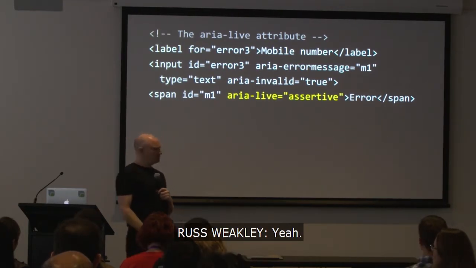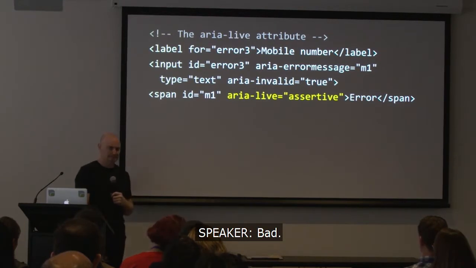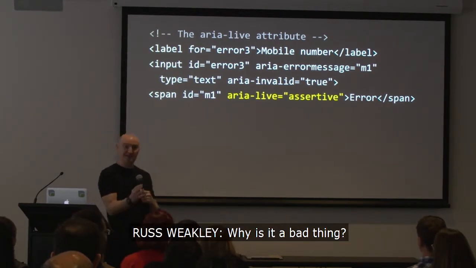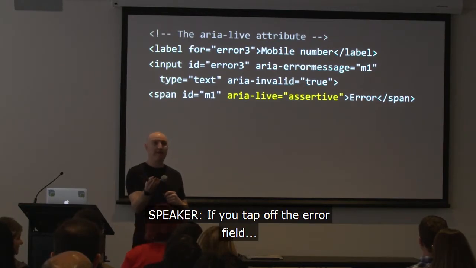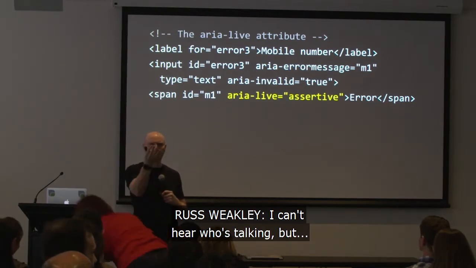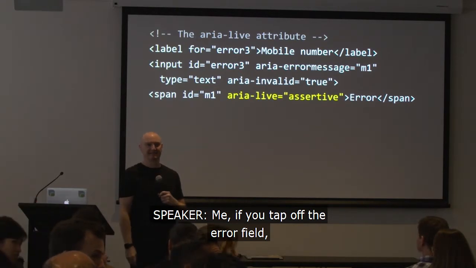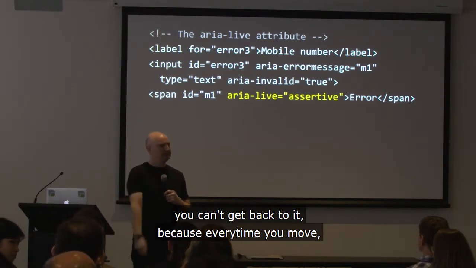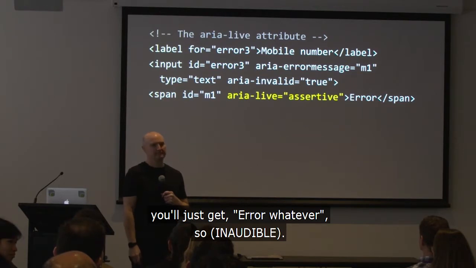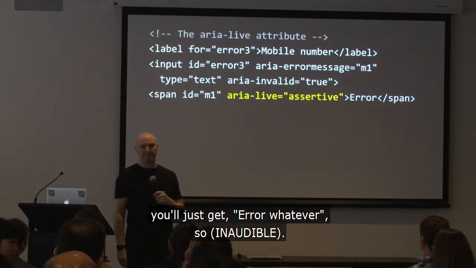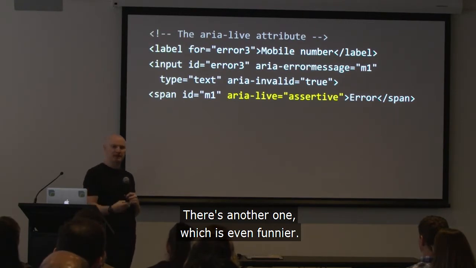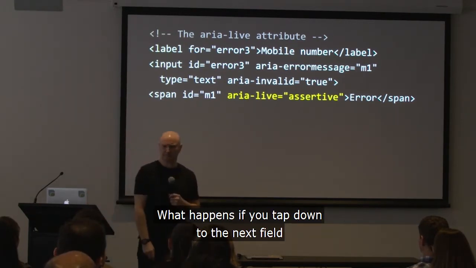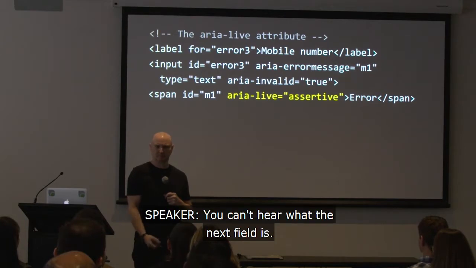Yeah. Now, is that a good thing or a bad thing? Why is it a bad thing? Has anyone actually uncovered this, by the way? It's quite funny. If you tab off the error field, you can't get back to it because every time you move, you just get error, whatever. So it's difficult to find out where your focus actually goes to. Yep, that's one. There's another one, which is even funnier. What happens if you tab down to the next field and it's shouting at you? You can't hear the next field.